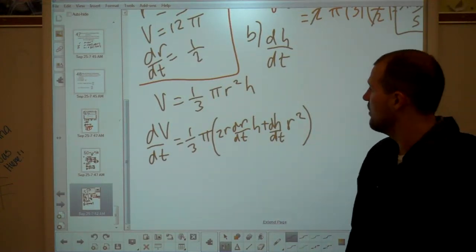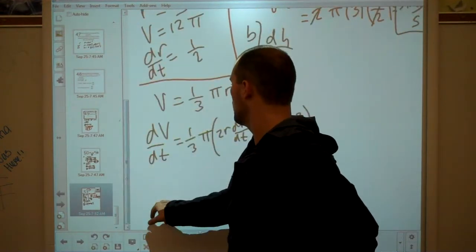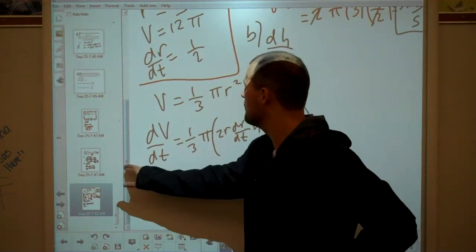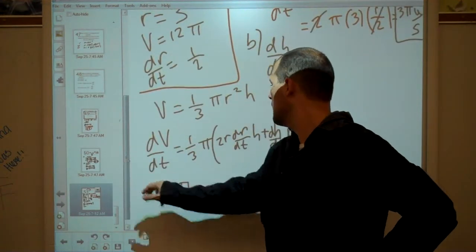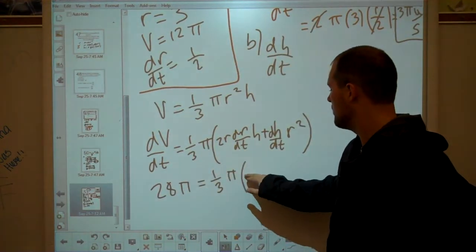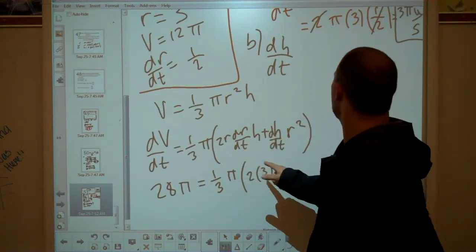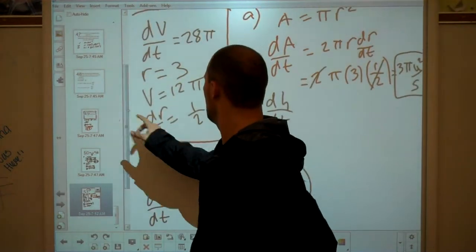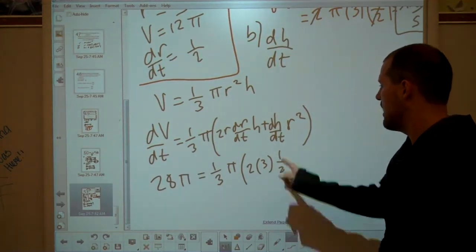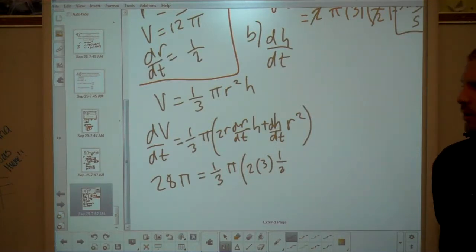Okay, let's start plugging stuff in, see what happens. So I'm going to scroll back up here. dV/dt, we were told, is 28, or excuse me, 28 pi. Okay. So we've got that equals 1/3 pi times 2 times the radius, which is 3, times dr/dt. Do we know dr/dt? We do, 1/2. Times 1/2, times the height. Hey, do we know the height? I'm not sure that we do. That could be a little bit of a problem. We need to actually solve it.